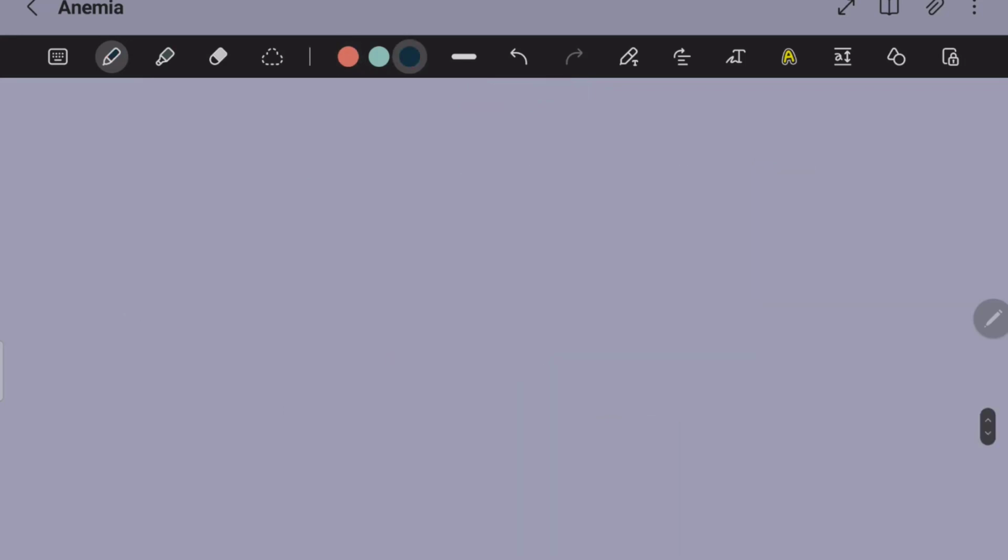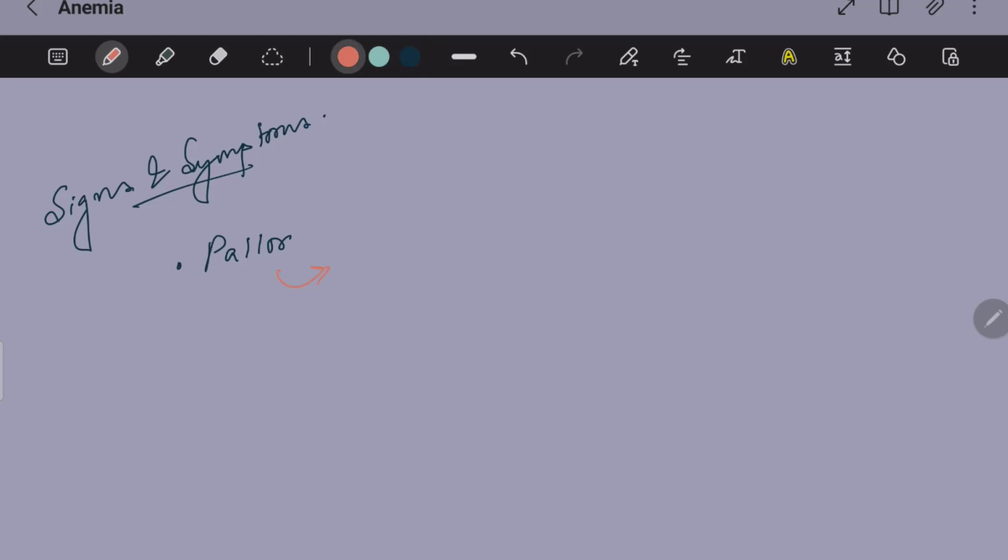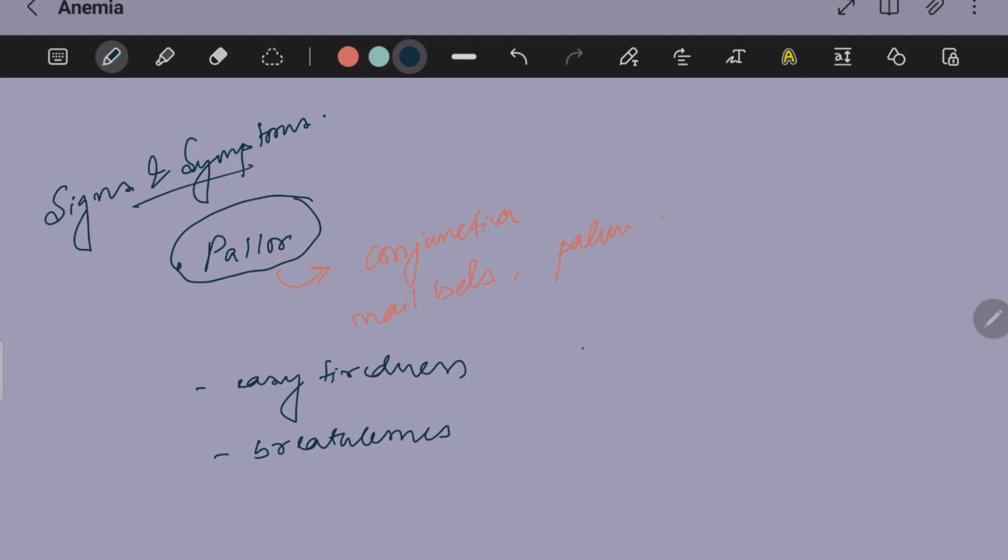type of anemia. Now, what are the basic signs and symptoms of anemia? The first and most common sign and symptom is pallor. The patient would come to you and say that he or she is becoming pale day by day. And this pallor is most evident in the conjunctiva, the nail beds, and the palm. Redness is actually lesser than usual, and that is what is known as pallor. Other than this, the patient will complain of easy tiredness, breathlessness, palpitation, and anorexia, that is, loss of appetite.